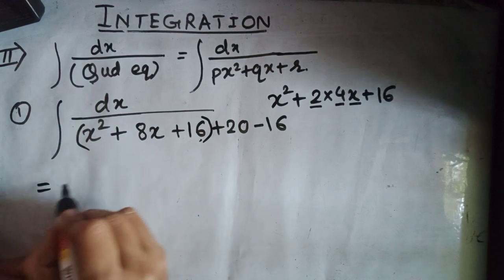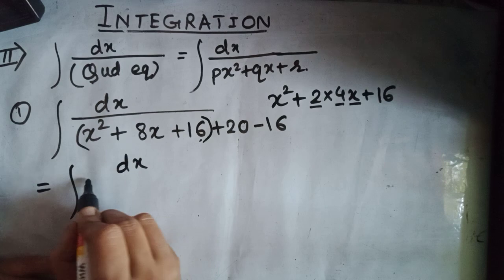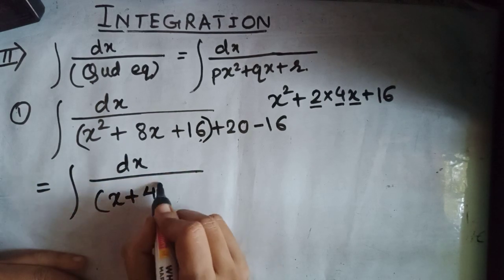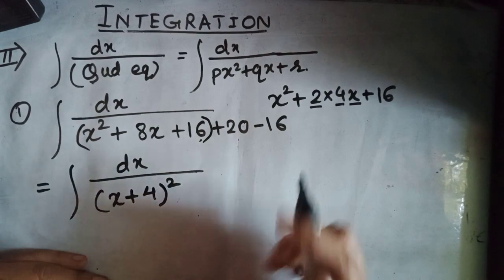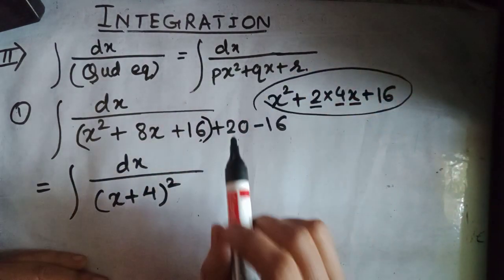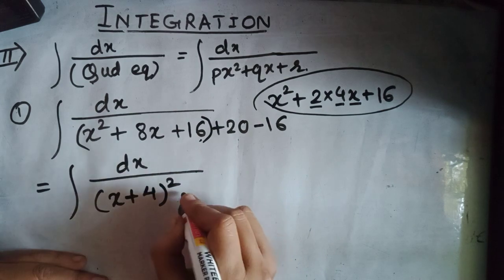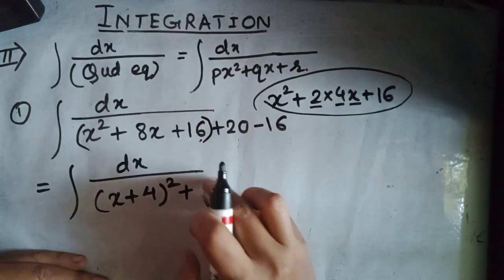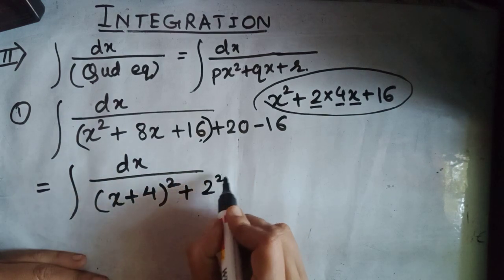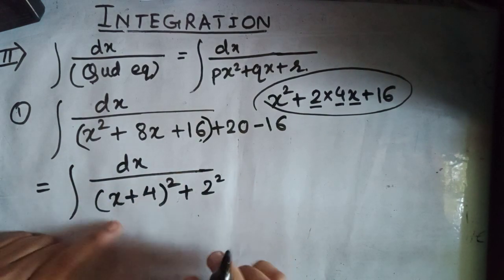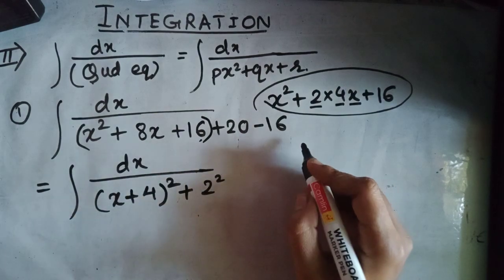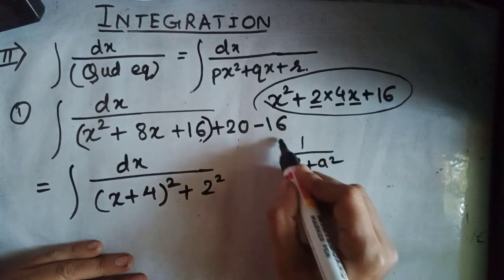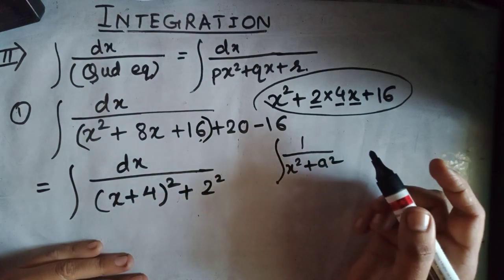Let's solve. So integral dx, this will be what? (x plus 4) the whole square. After expanding, you will get this, and this is 20 minus 16, so this is 4, right? So 4 you can write it as 2 square. So this is in the form of the standard result, that is 1 upon x square plus a square. That formula you have to use.